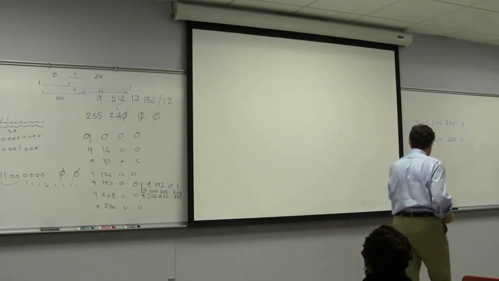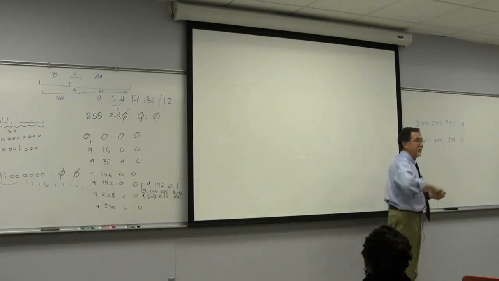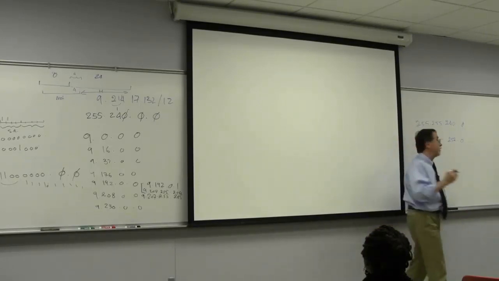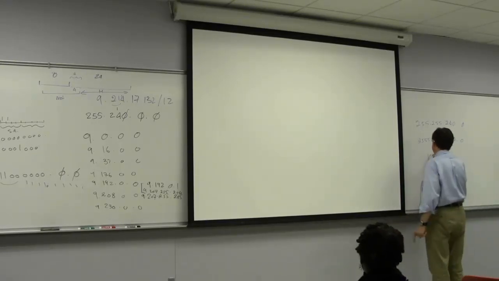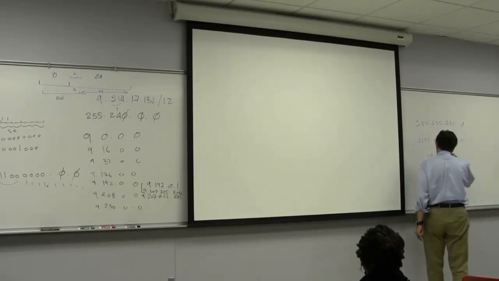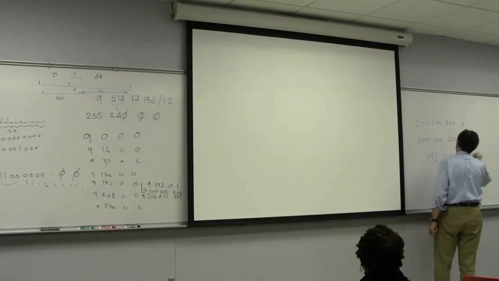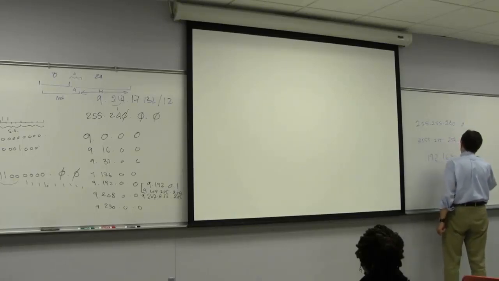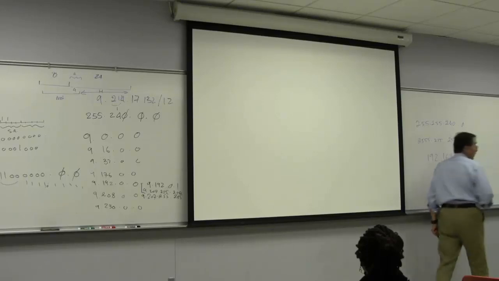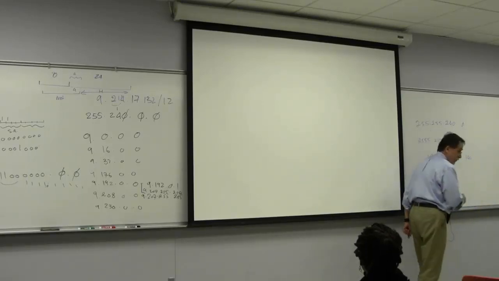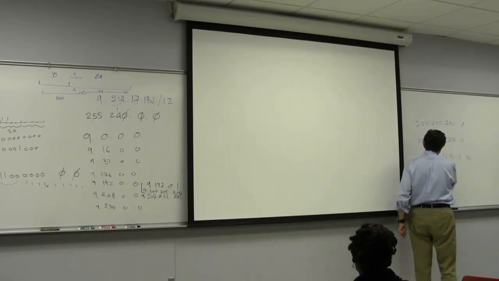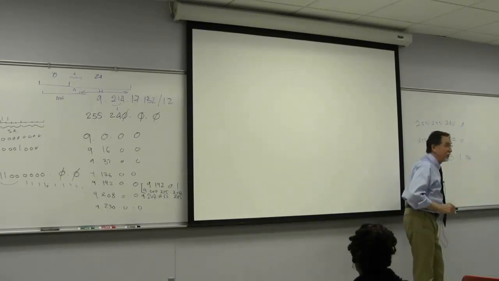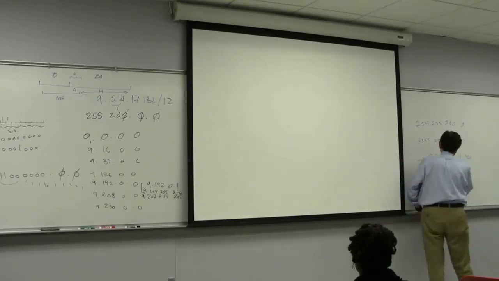What's the typical IP address that you get at home? You mean in a local hotspot? 192. Then what? 168. Dot something. Usually 140, for example. What class address is this? C. You're right. What category of address is this? I've told you. Private. It's a private address.